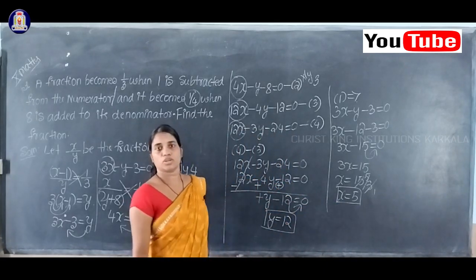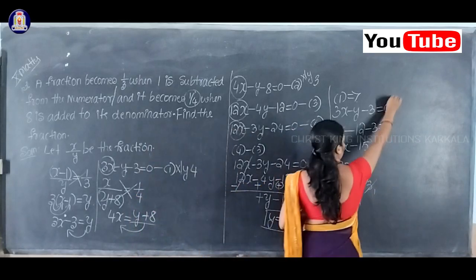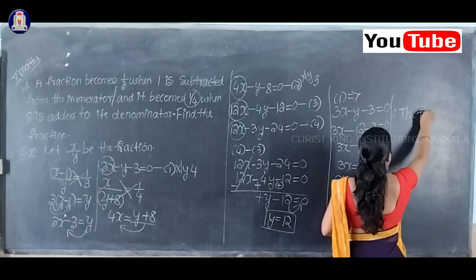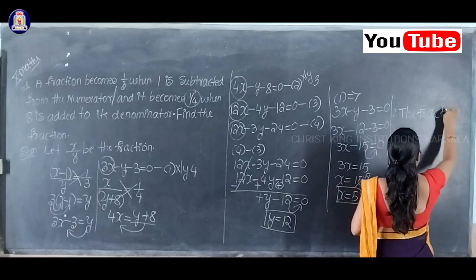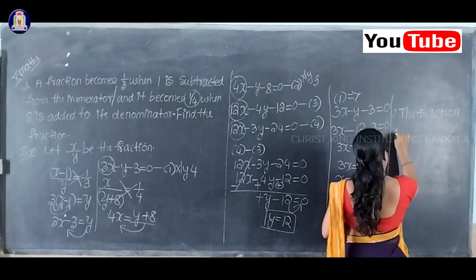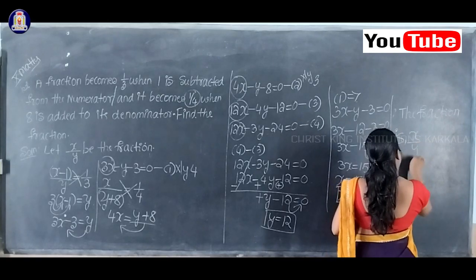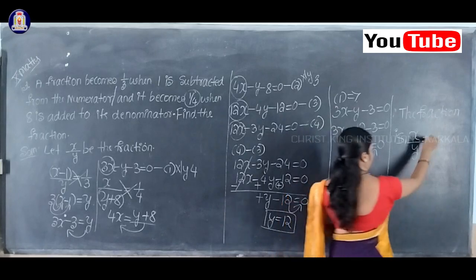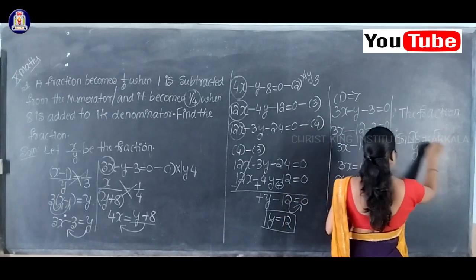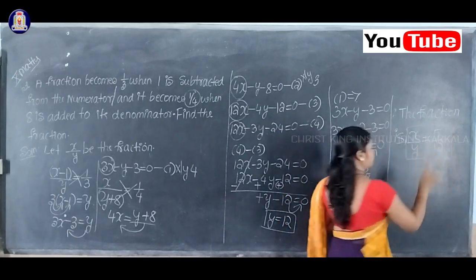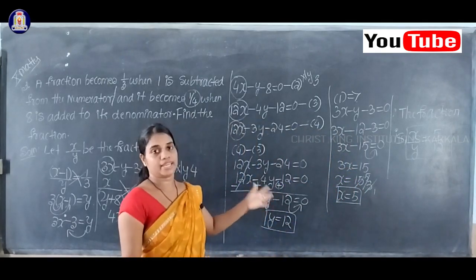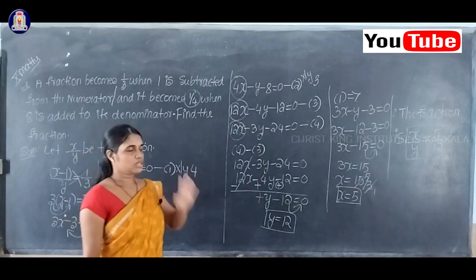So what about your fraction? The fraction is x by y. In the place of x, substitute 5, and in the place of y, substitute 12. So your required fraction is 5 by 12. This is the solution.